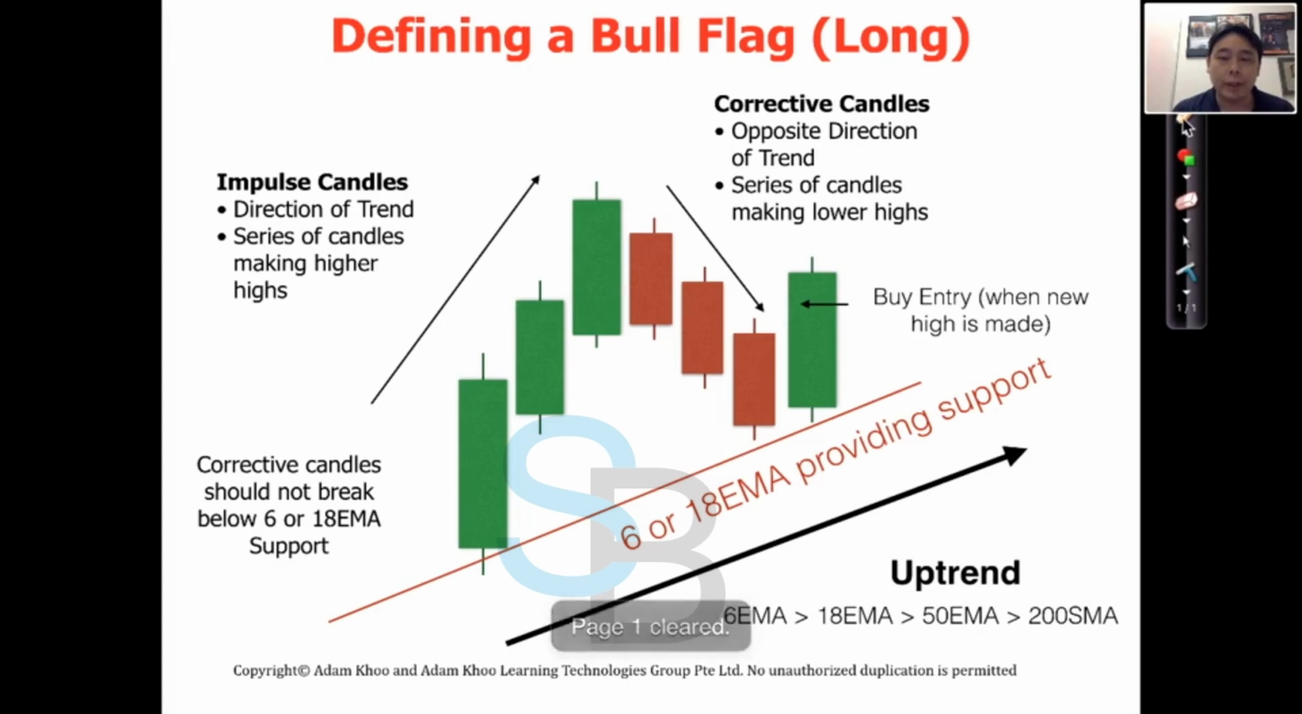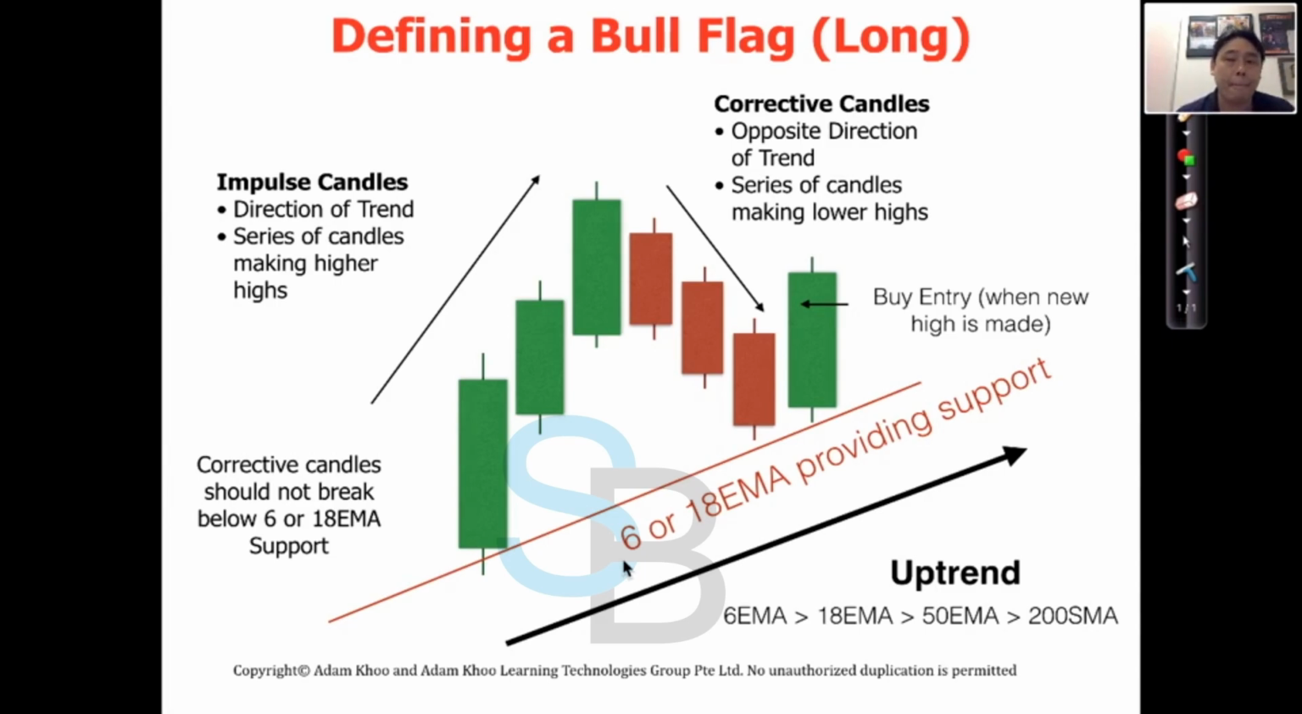Now, what's very important is also we want to enter when the corrective candles are pulling towards the 6 or 18 moving average. So which one do I want to look at? The 6 or the 18? It depends. If it's surfing the 6 moving average, touching and going, we want to see that the corrective candles go back to the 6 and we enter at a new high. If it's surfing the 18 moving average, wait for the candles to correct to the 18 moving average, make a new high, and re-enter. So you have to see which one it's surfing, the 6 or the 18 moving average.